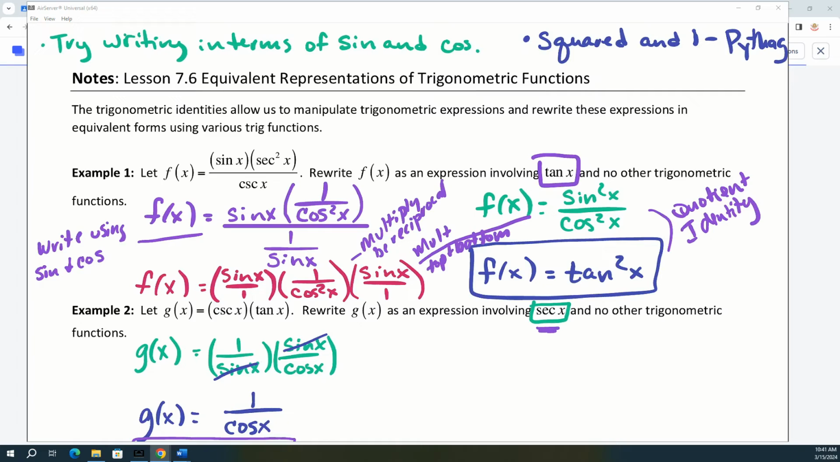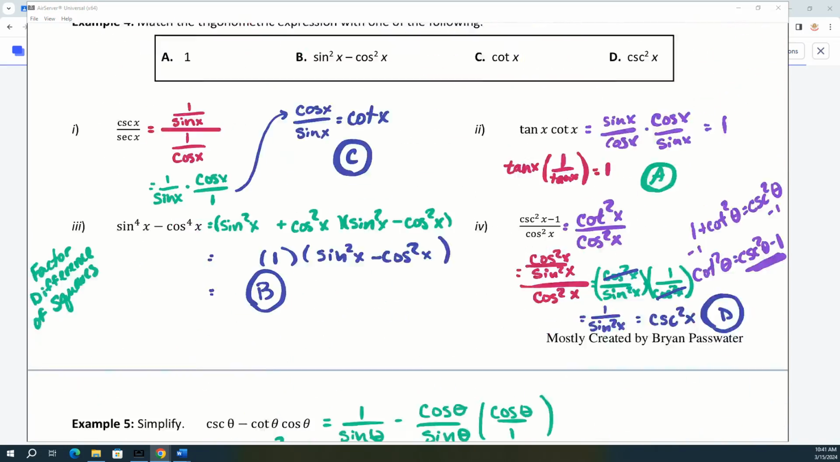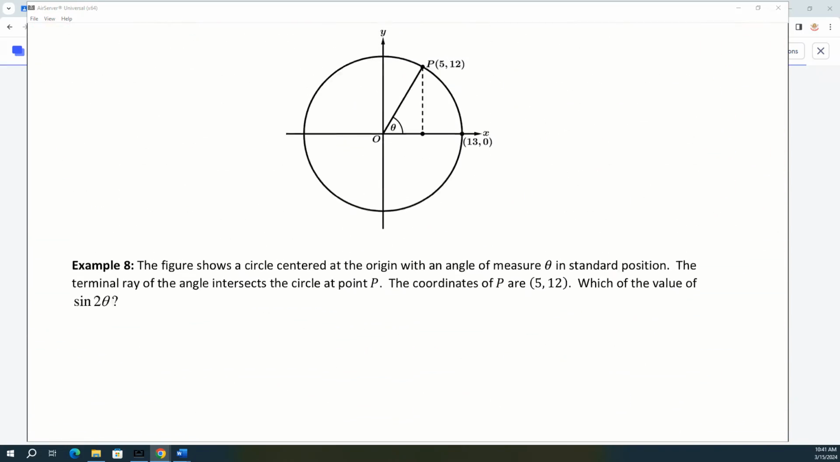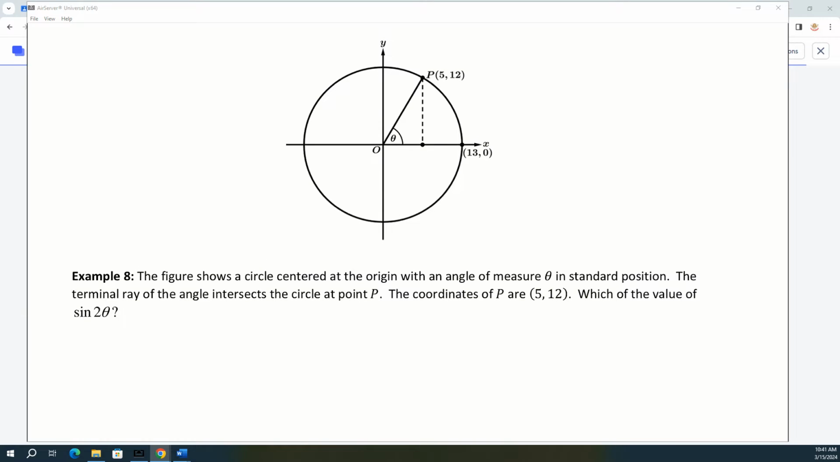All right, so we're going to finish this up today. We are on example 8. On example 8, we have a circle. Is this circle a unit circle? No. How do you know?